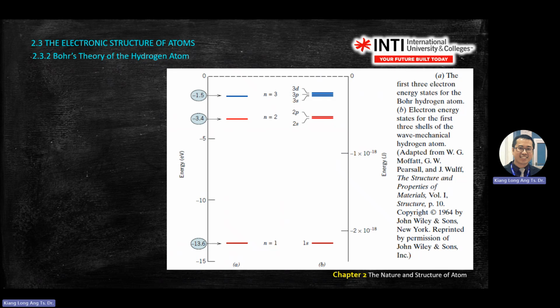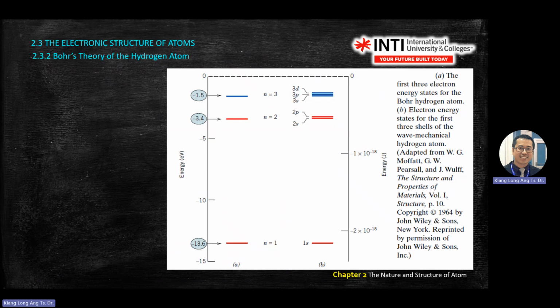So here, E2 is here. If you jump from 2 to 3, this one will be minus 1.5 minus 3.4. You get a positive value, 1.9 eV. This one is absorbing energy, which means you give energy to it. This is how you know, and this is the difference between a positive and a negative answer.